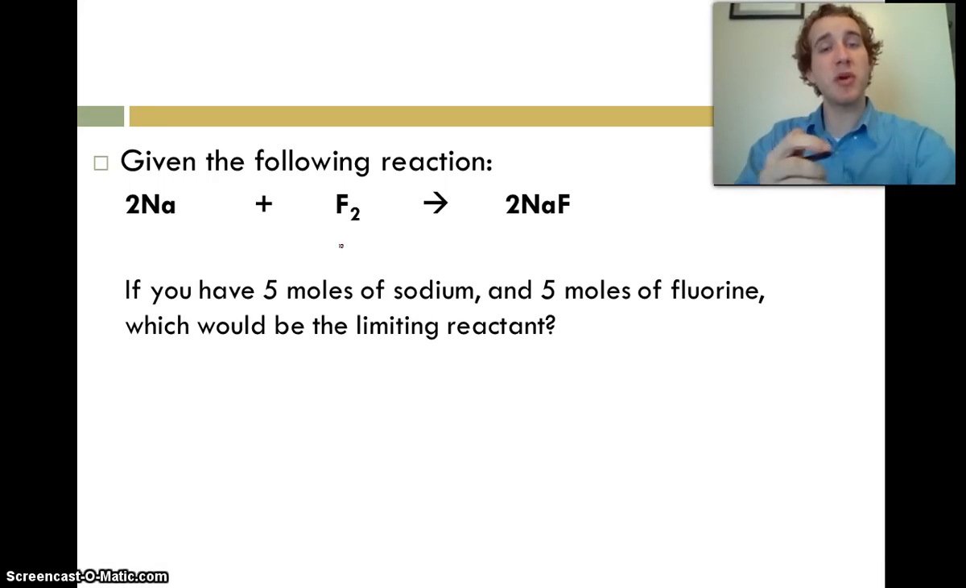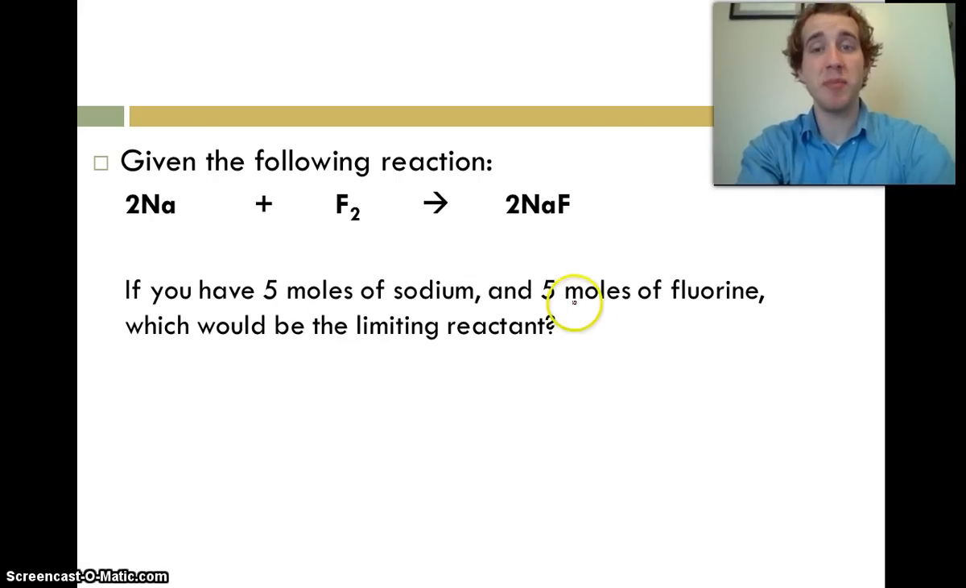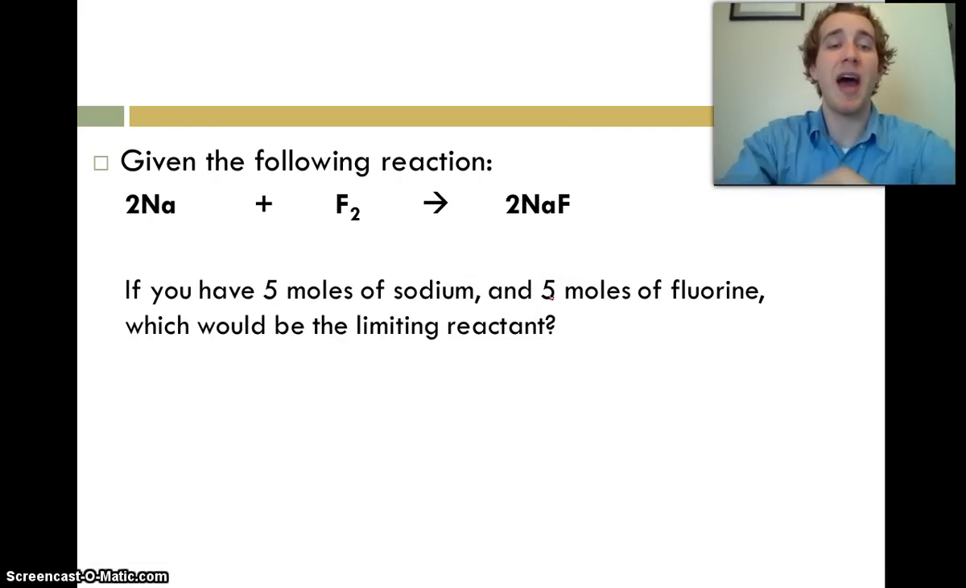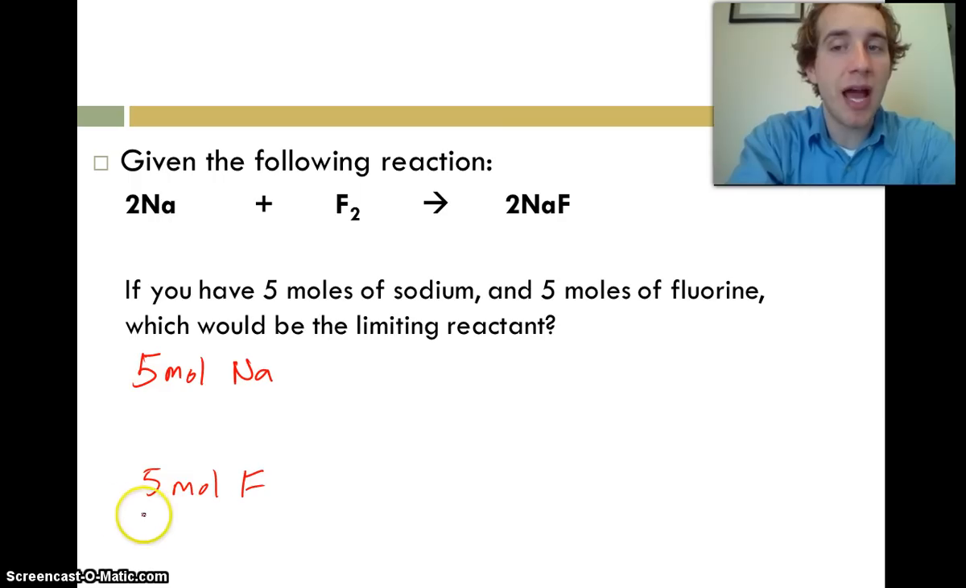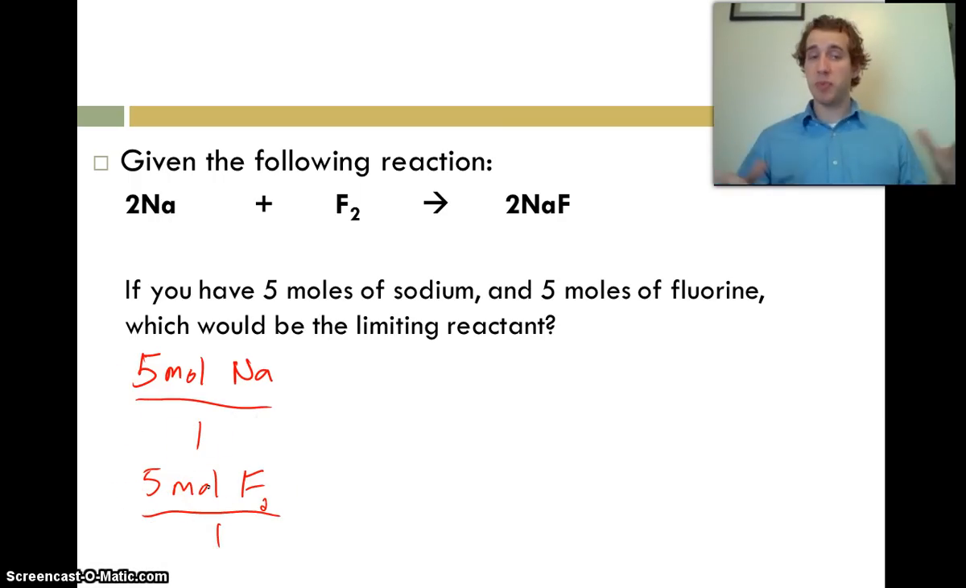So what we're going to do is we notice we've got two sets of numbers given, which means we actually have two problems that we need to do. We've got 5 moles of sodium, and we have 5 moles of fluorine. Now, to keep those in line, let's just put them both over once. We know they're two separate problems. We've got the moles of sodium, moles of fluorine. One of them is going to run out first. We don't know which. Let's see if we can figure it out.